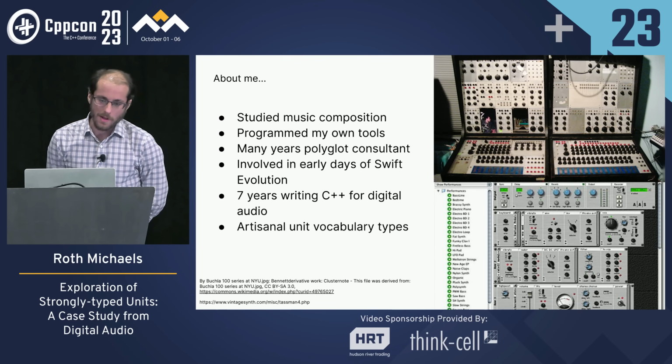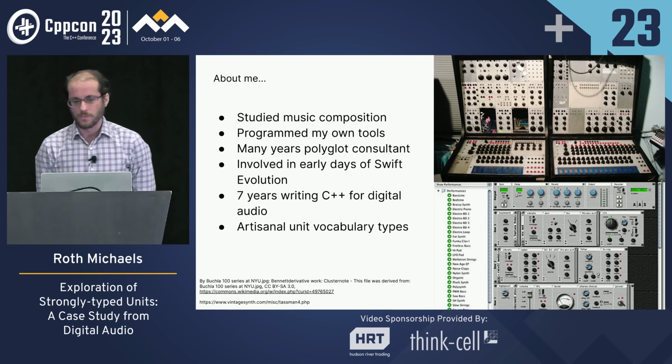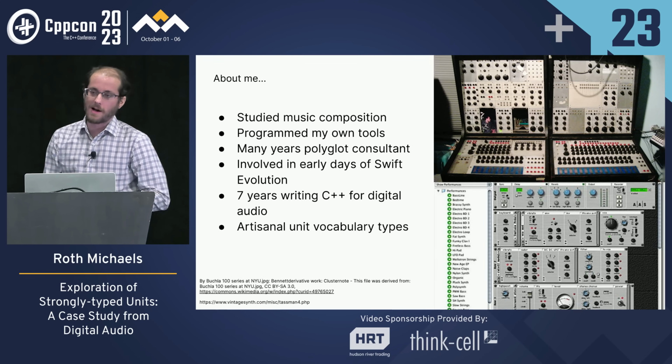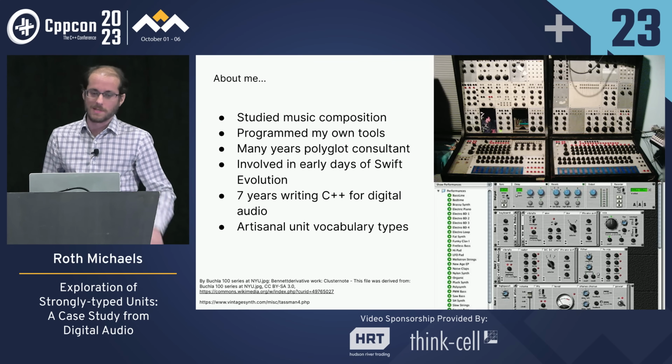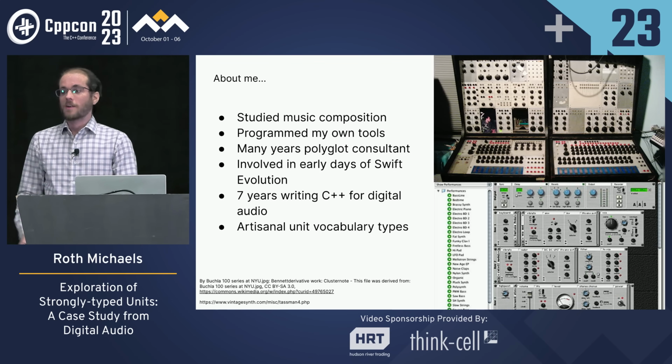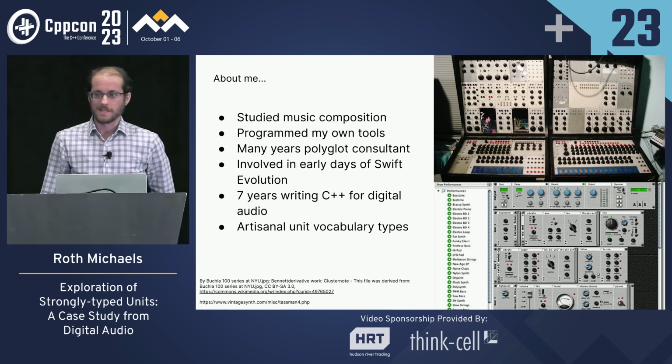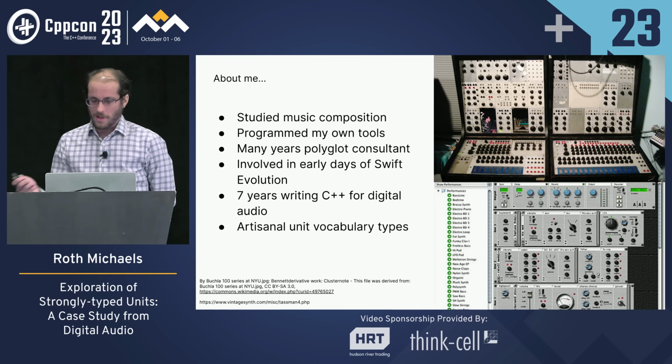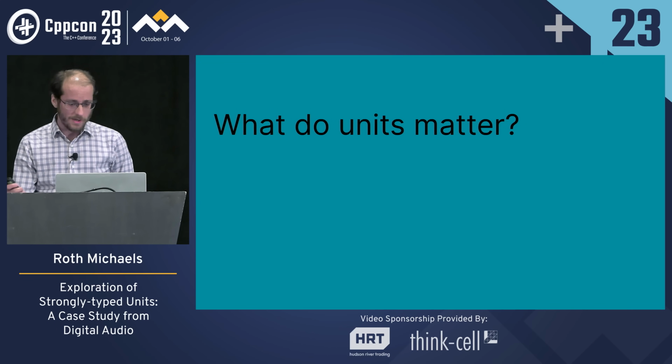I spent a number of years as a polyglot consultant. I was a little bit involved with the Swift evolution in the early days of it being open source. But then I started working at Isotope and now Native Instruments, so I've been deep in C++ for 7 years working on digital audio. And along the way, I have written some artisanal quantity and unit classes to deal with things within our libraries. So why do units matter?